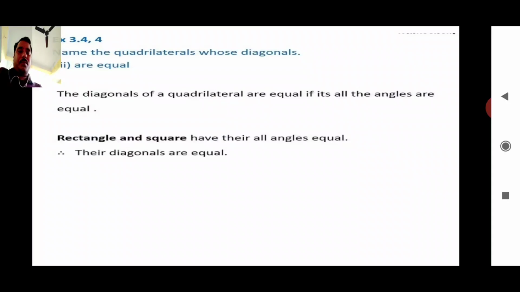Next one. Name the quadrilaterals whose diagonals are equal. The diagonals of a quadrilateral are equal if all the angles are equal. Notice here, if all angles are equal, then the diagonals will be equal. Rectangle and square have all their angles equal. So the quadrilaterals in which the diagonals are equal are rectangle and square. Next one.